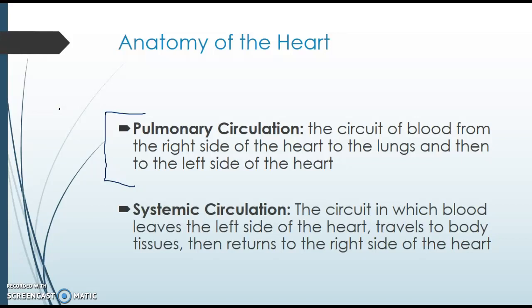And then for your systemic circulation, that's going to be blood going from the left side of the heart to the body tissues where it dumps off oxygen and picks up carbon dioxide, and then back to the right side of the heart. So your pulmonary circulation is going to be heart, lungs, heart. Systemic is going to be heart, body tissues, heart.